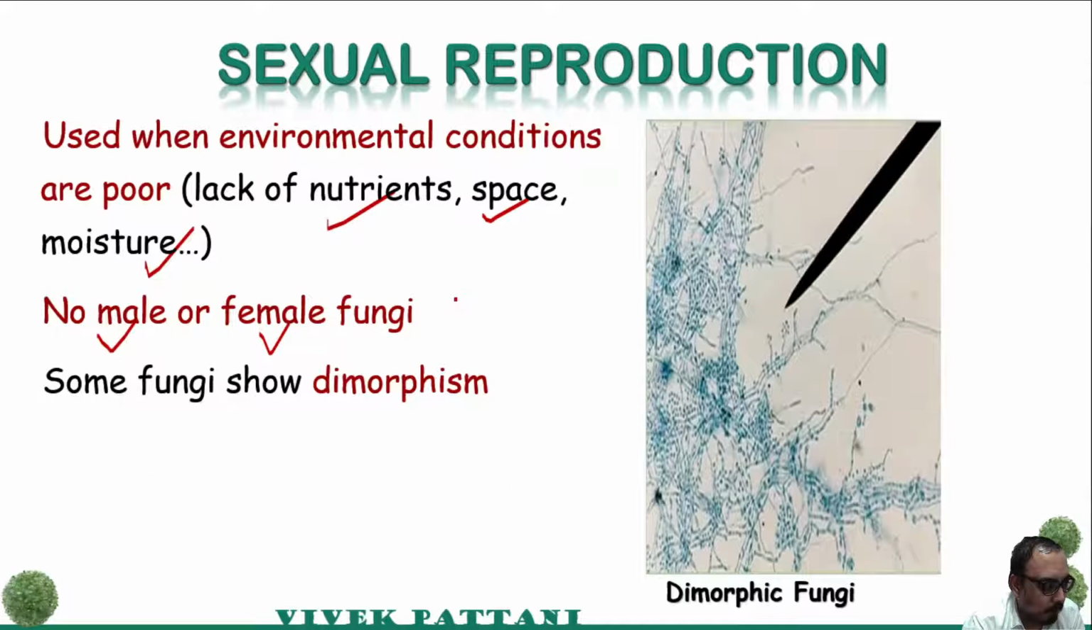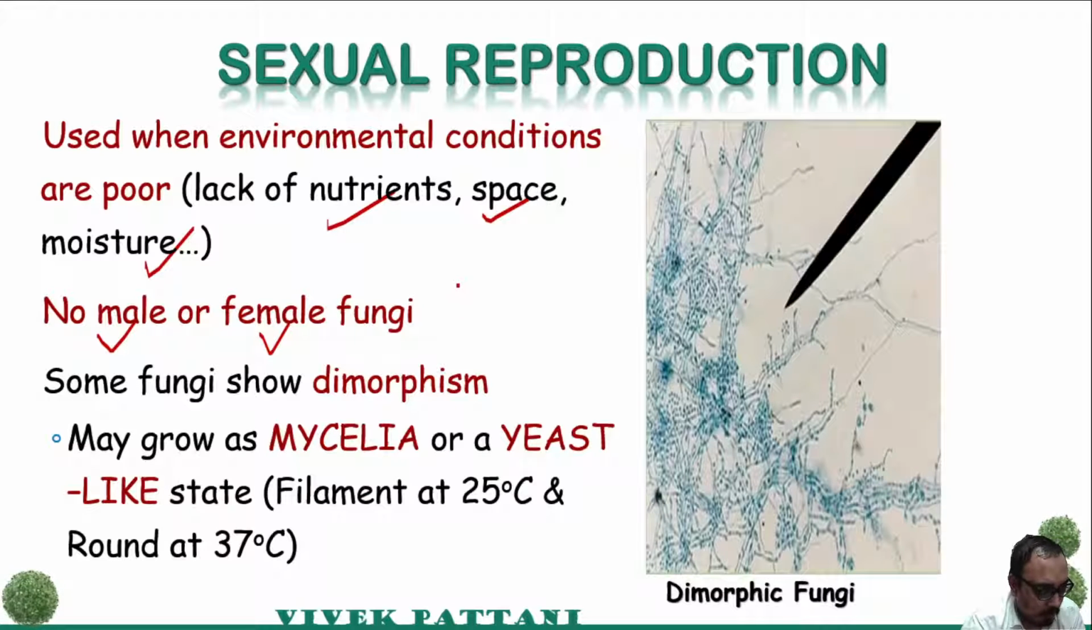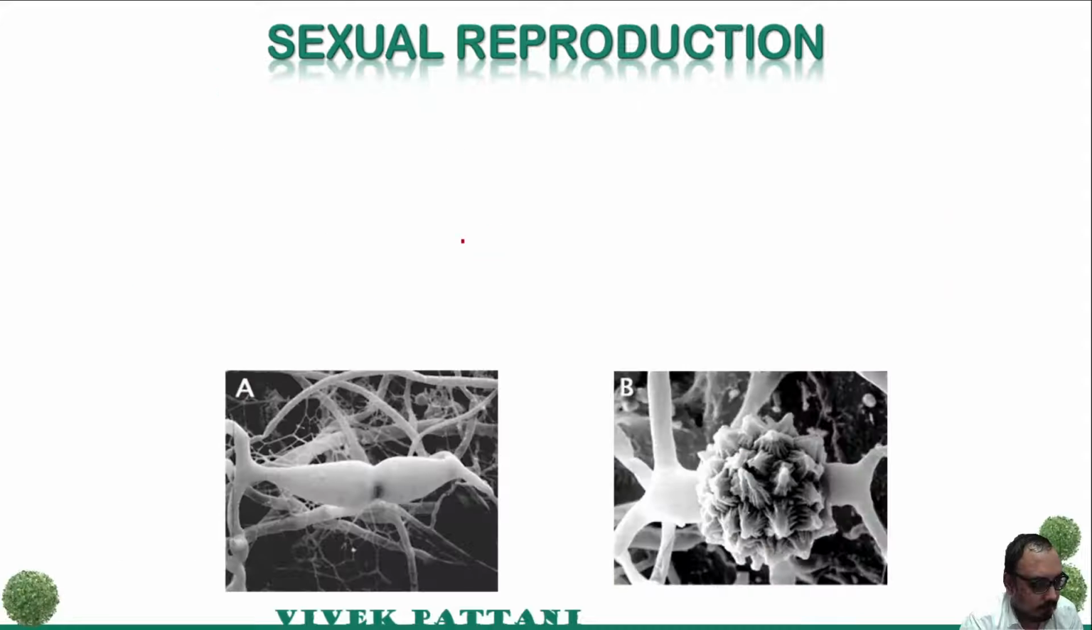These are called dimorphic fungi, and they may grow as mycelia or a yeast-like structure. For example, in this case, filamentous at 25 degrees Celsius and round at about 37 degrees Celsius, okay.